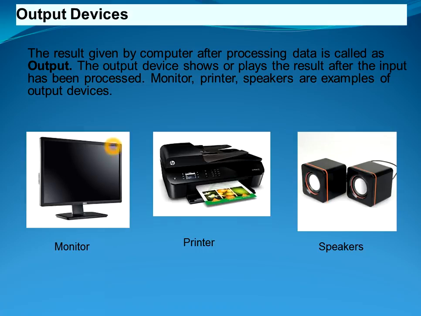Output devices. The result given by a computer after processing data is called output. The output device shows or plays the result after the input has been processed. Monitor, printer, speaker, all these are examples of output devices.